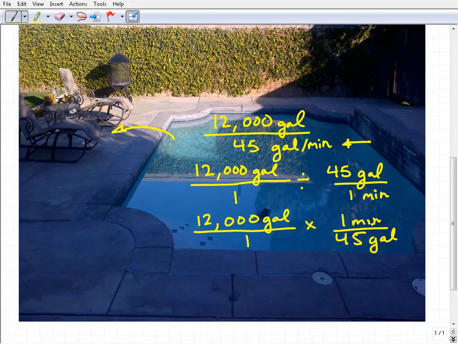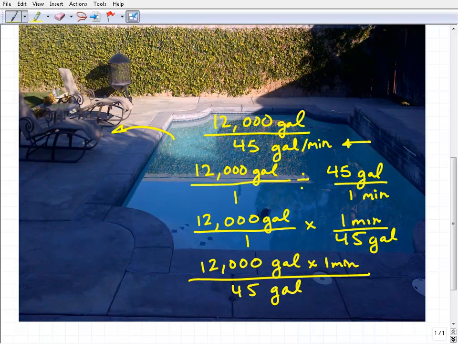Now we're going to multiply numerators and denominators here to actually figure this thing out. So now we have 12,000 gallons times 1 minute, over 1 times 45 gallons. All right, so now let's take a look at our situation. This is where we're ready to go ahead and divide 12,000 by 45. And let me just do that real quick. 12,000 divided by 45 is 266.6. Okay, so I'll write that over here.